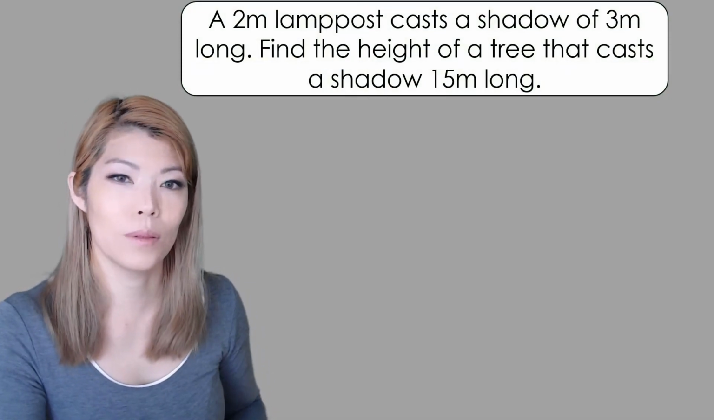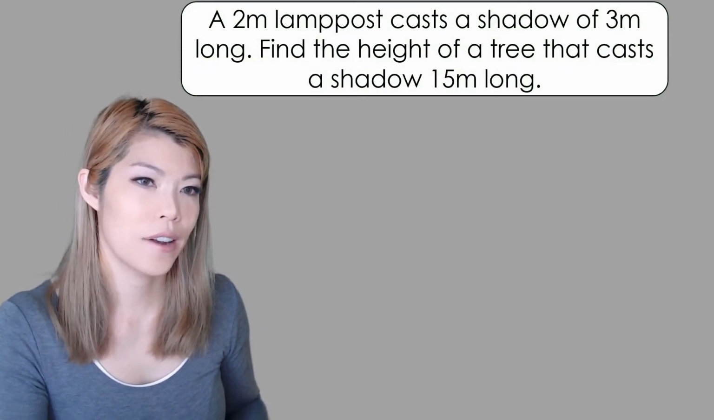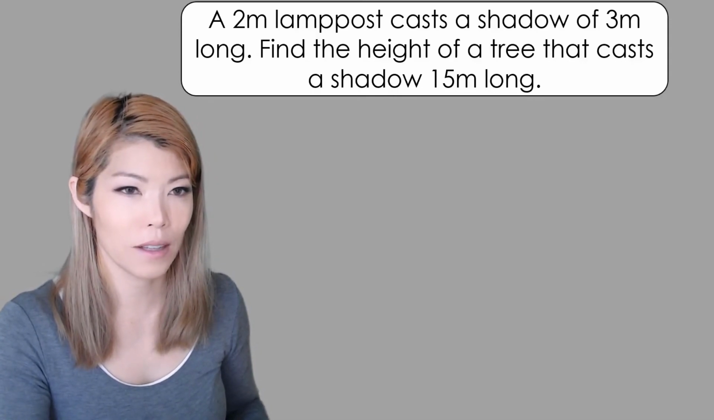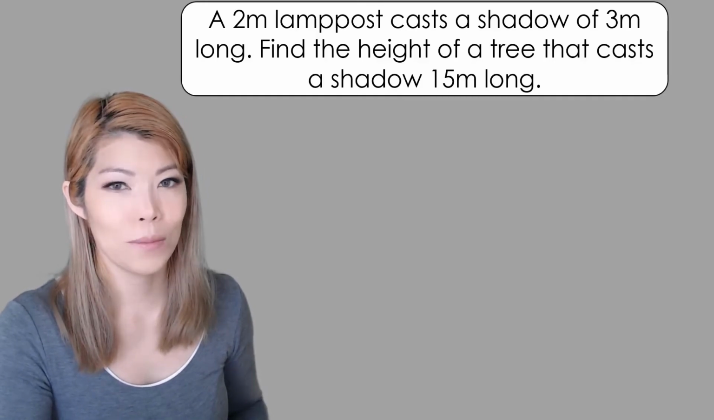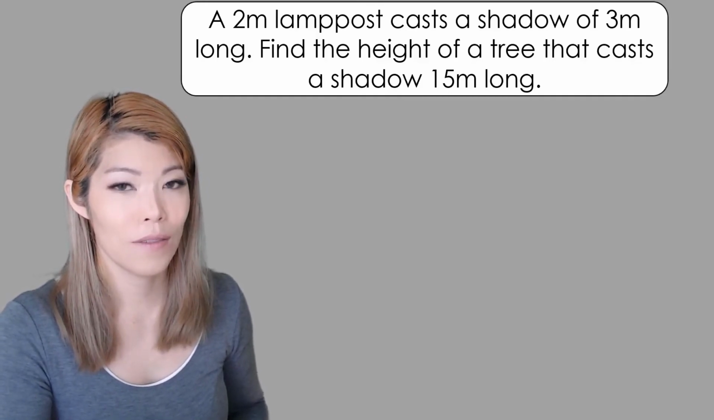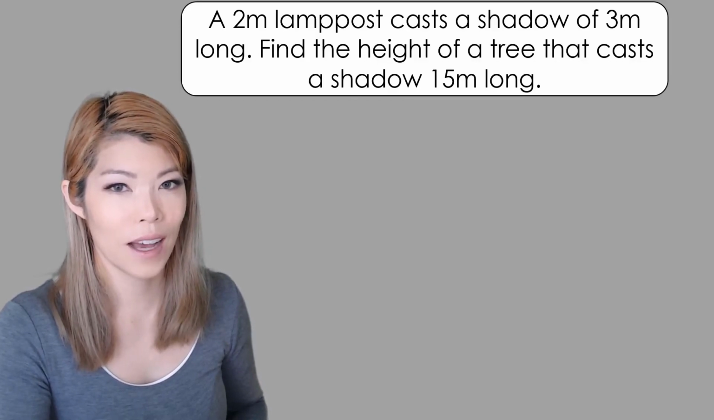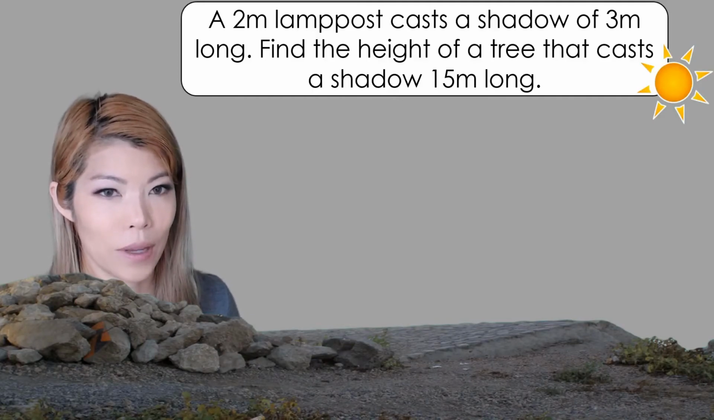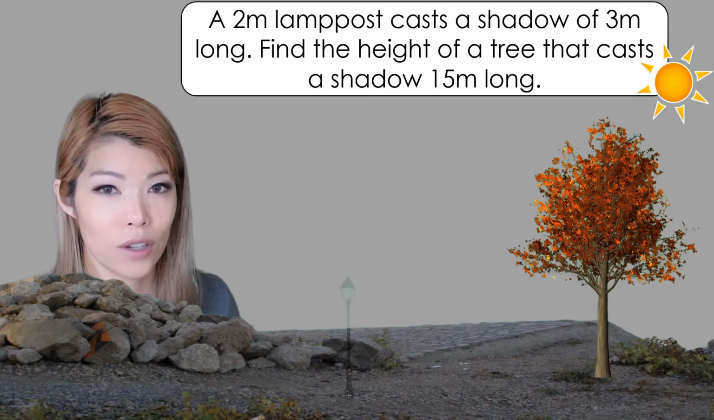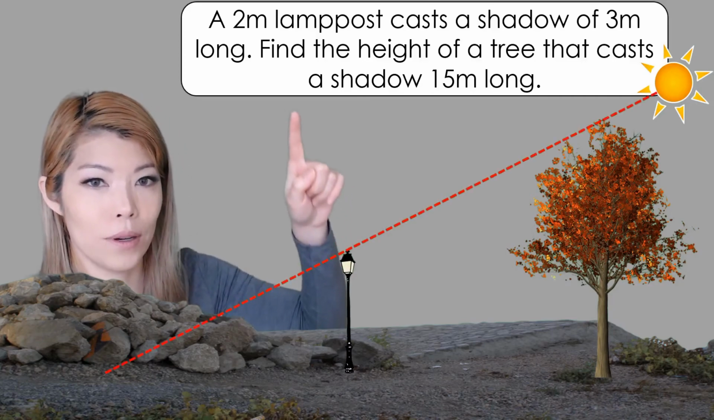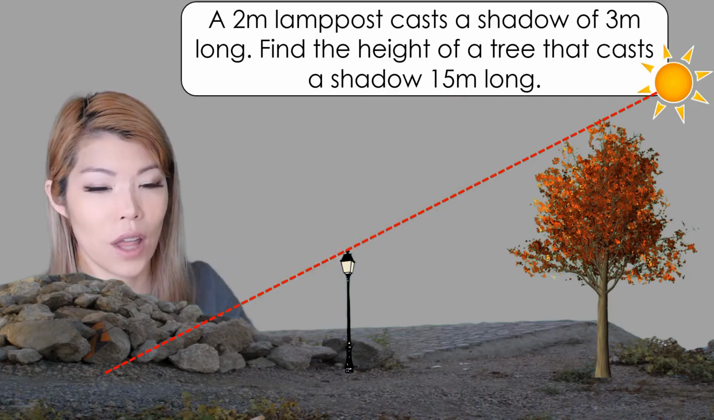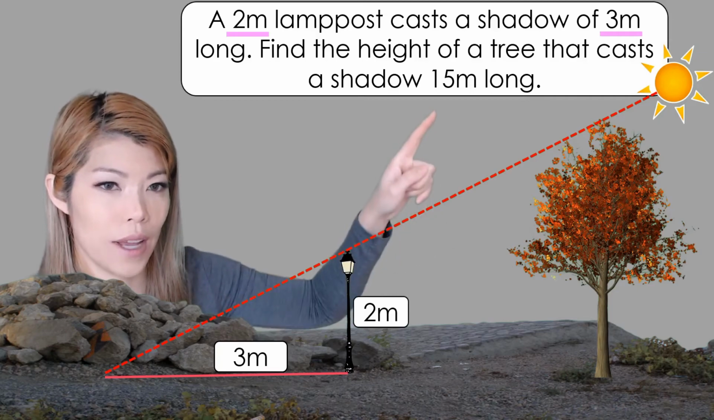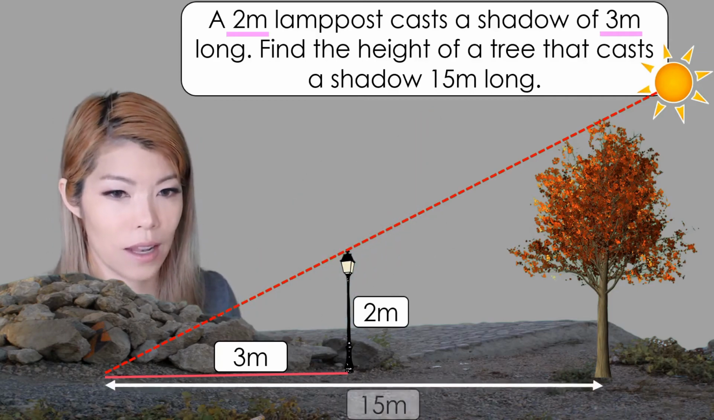Let's have a look at this example. A 2-meter lamppost casts a shadow of 3 meters long. Find the height of a tree that casts a shadow 15 meters long. This is a really awesome way to measure how tall something is if you can't reach its height. Let's draw a diagram. So it's a sunny day because we have shadows. We want to figure out the tree and the lamppost. For the lamppost, we have a shadow of 3 meters and it's 2 meters tall. For the tree, we have 15 meters is the shadow, so the line at the bottom.